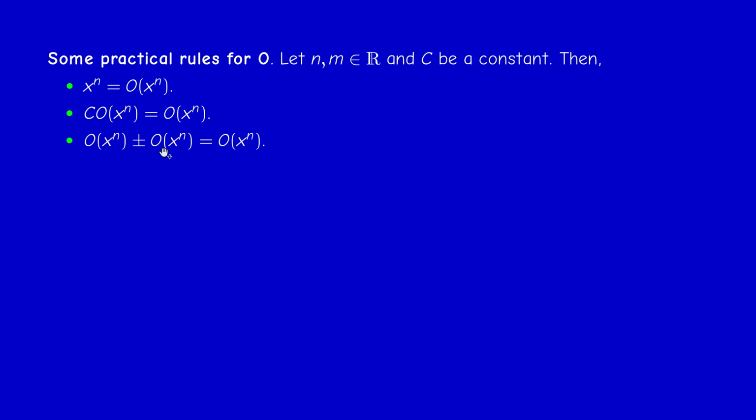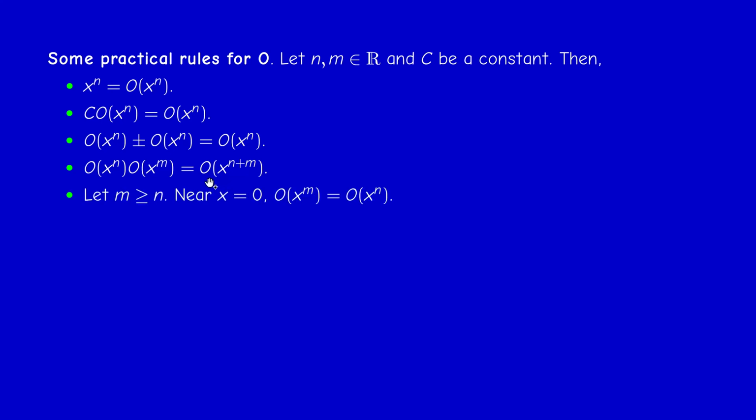If I add or subtract two big O's of the same quantity, I get this big O of the same quantity. When I multiply, powers add, because this is less than a constant times xn, and this is less than another constant times xm. So when you do the product, you get xn times xm.